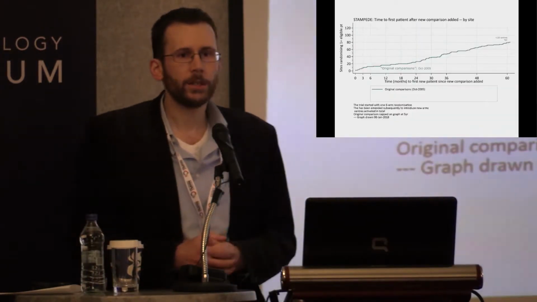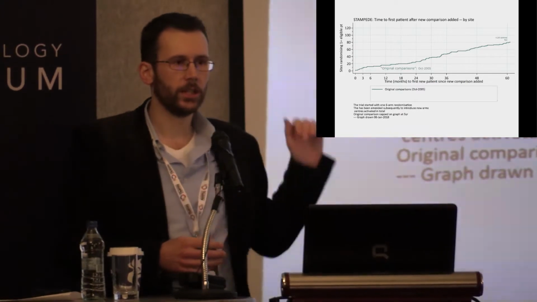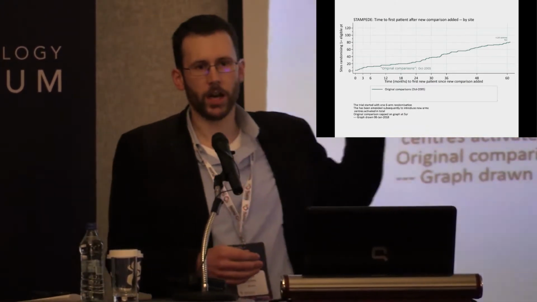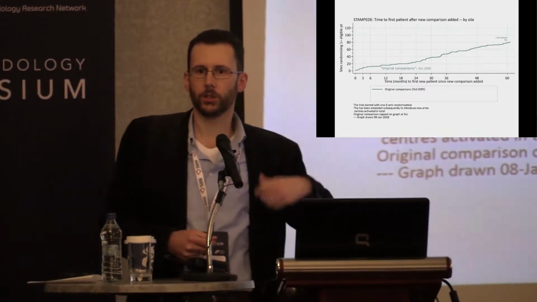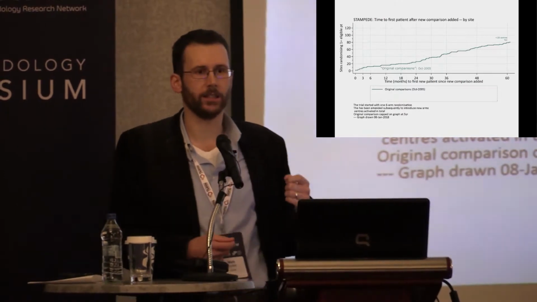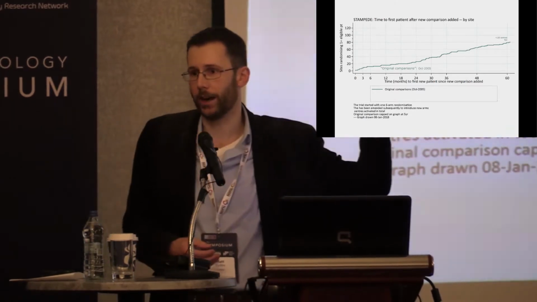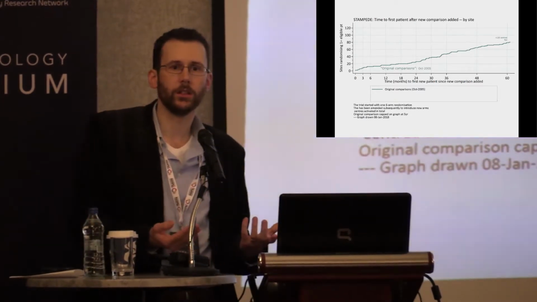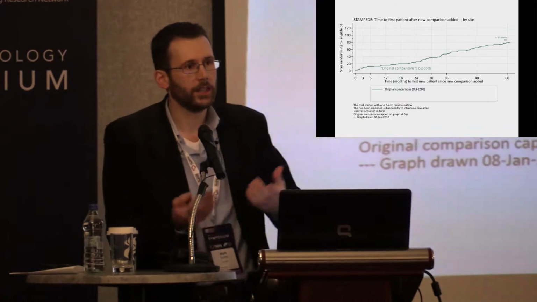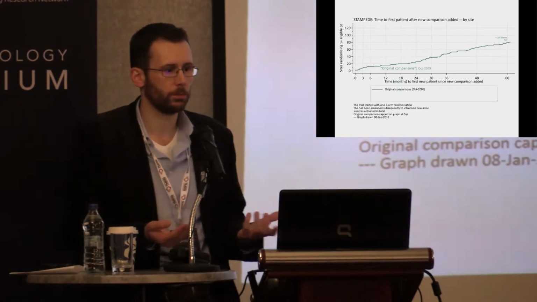Okay, and let me show you one of the reasons why this was efficient. The x-axis now is time from when you activate a comparison to a centre having at least one patient in the comparison, and the y-axis is number of centres who've got at least one patient randomised. And any new trial takes a long time to start up these days. It's a problem in the UK, I'm sure it's a problem everywhere.